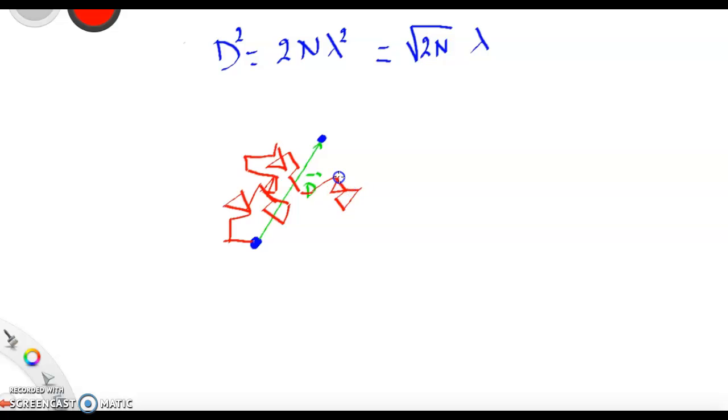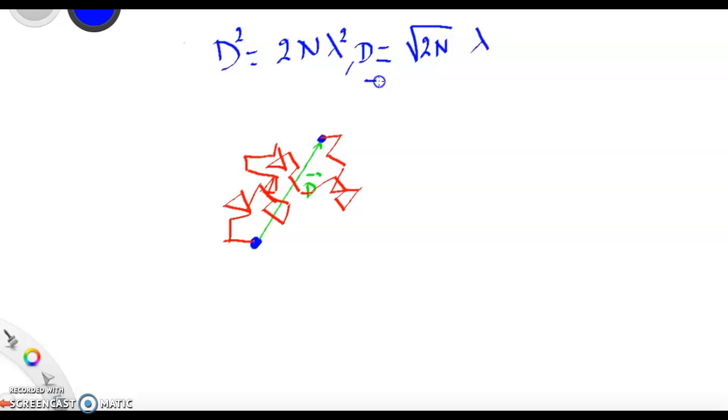okay, it's in 3D, I'm just taking it as 2D and I'm taking an example. So the particle goes in random directions, and the average step here is actually lambda. But I'm not taking the average of lambda, I took the average of lambda squared. Sorry, I should be more accurate. This is d equals square root of 2n times lambda.